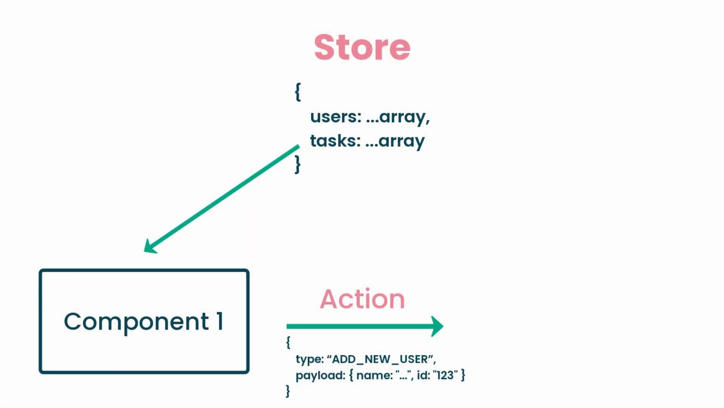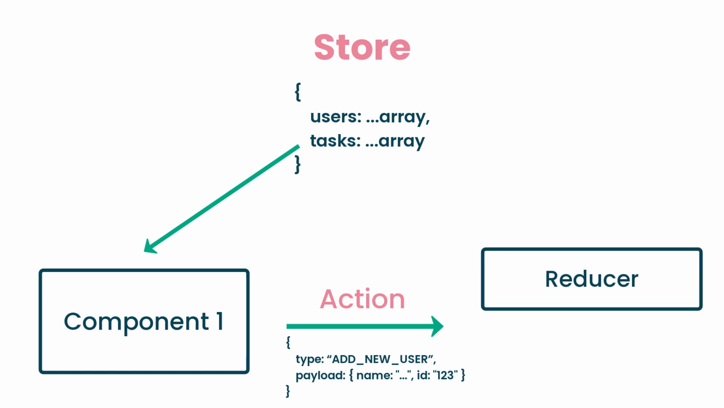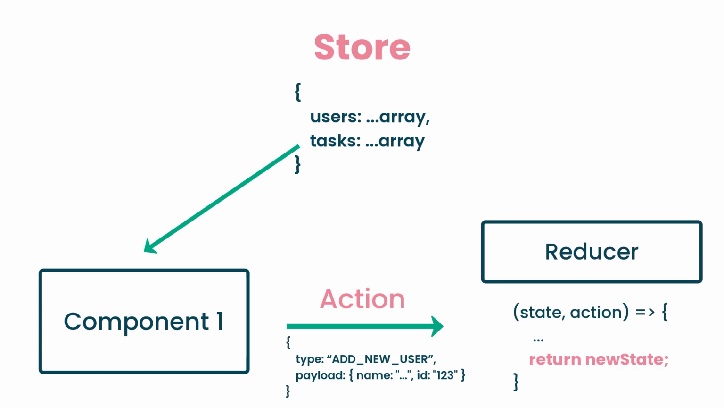Okay, so now we know that components dispatch actions, and we have the store, and there should be something in between, right? Some glue between the store and the action, some kind of handler, and such a thing is called a reducer in Redux. So a reducer is just a function which takes two arguments: the current state of the store and the action. And based on this action, the reducer can modify the store and return the new state which will be put to the store. Right? As simple as that.